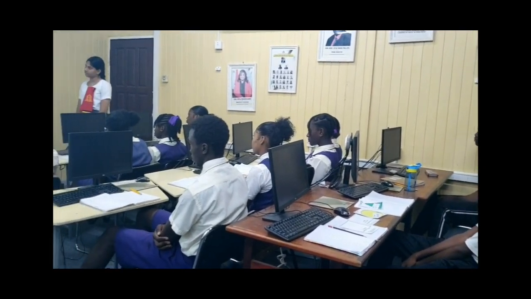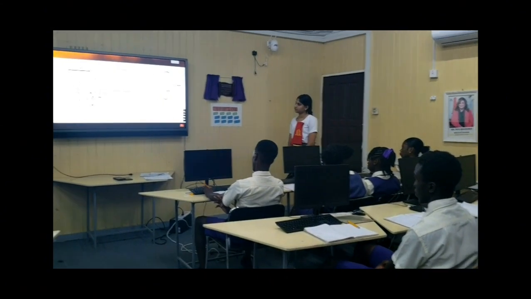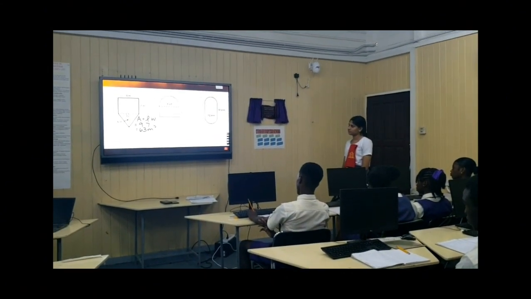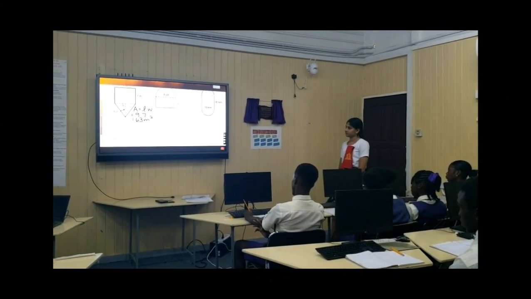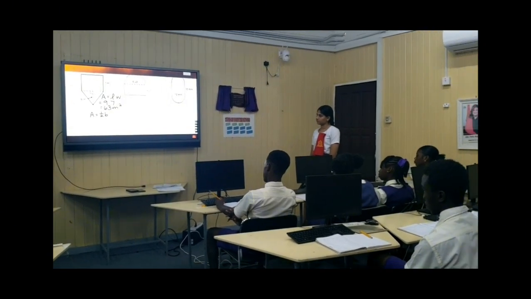For a rectangle, we do length times width. The length is 9 and the width is 7. So the area of our rectangle is 63 square meters. The formula for a triangle is area equals 1/2 base times height.